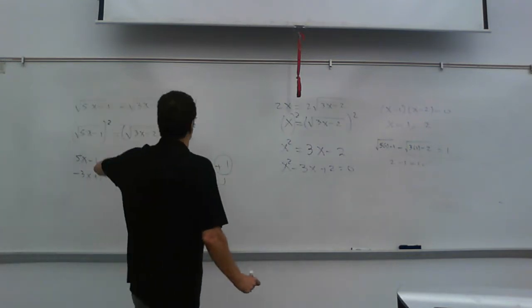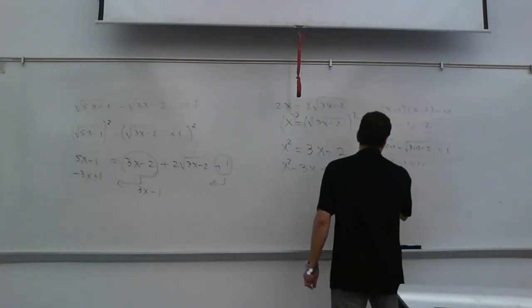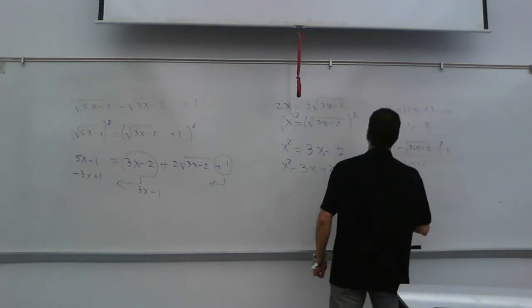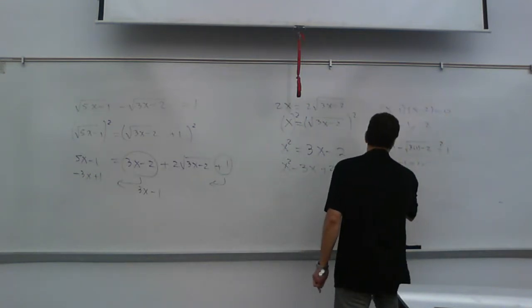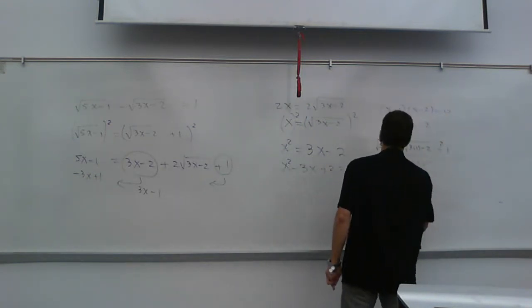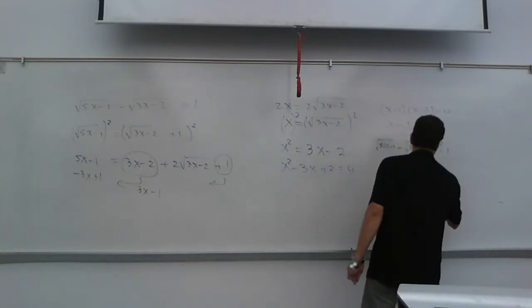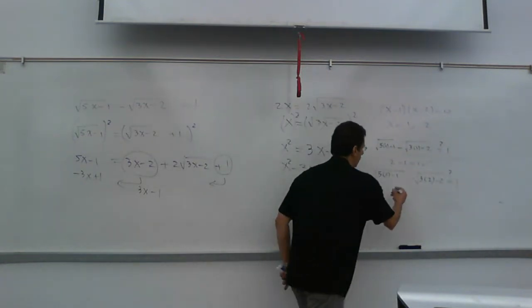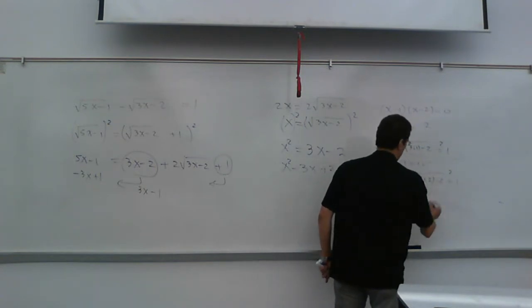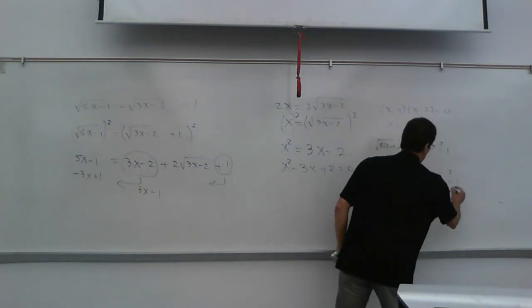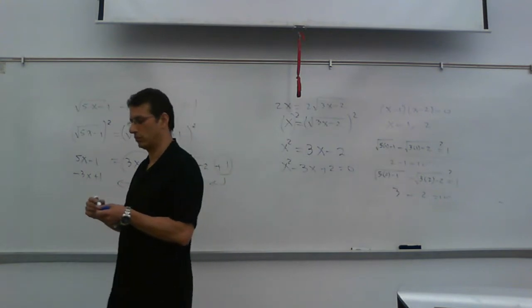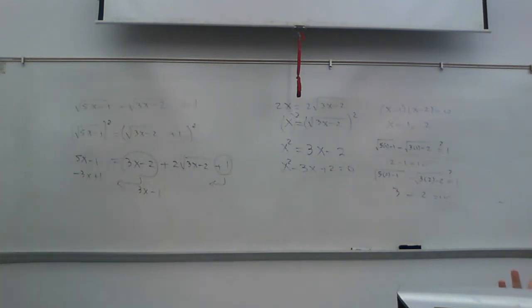Now I'm going to put number 2 in here. 5 times, so this is a question mark because we don't know. 5 times 2 minus 1 under the radical minus 3 times 2 minus 2, is that equal to 1? So this is 9, comes out as 3, 2, 1. Both answers are acceptable, they both work.